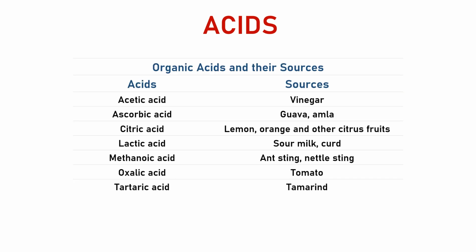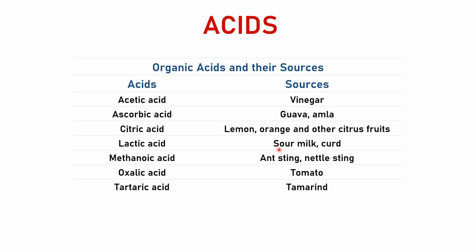Let's have a look at acids and these are the common names of acids. You must remember the common names of acids. Acetic acid's common name is vinegar. Ascorbic acid, you find in guava and amla. Citric acid, in lemon, orange and other citrus fruits. Then lactic acid, the name suggests lactic. Lact is nothing but milk.